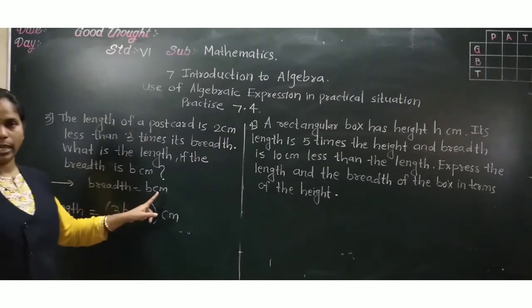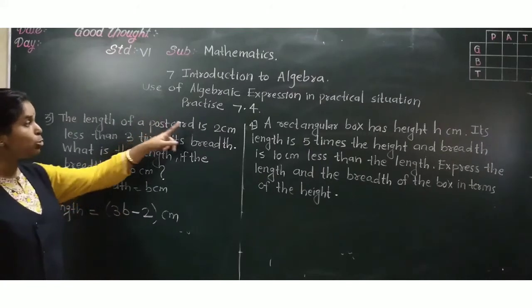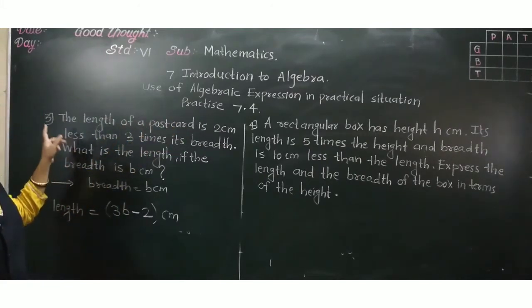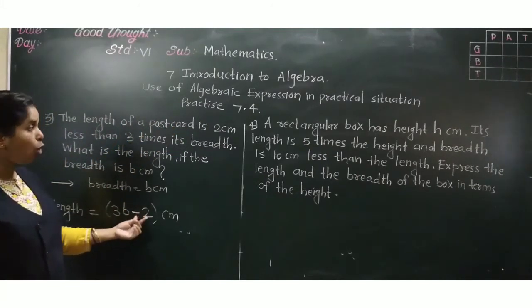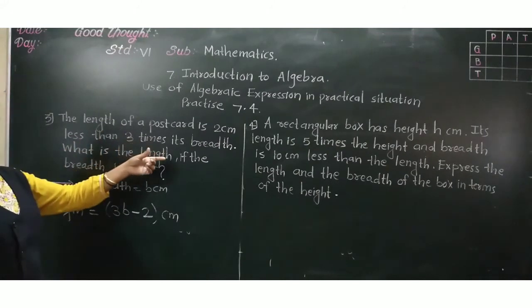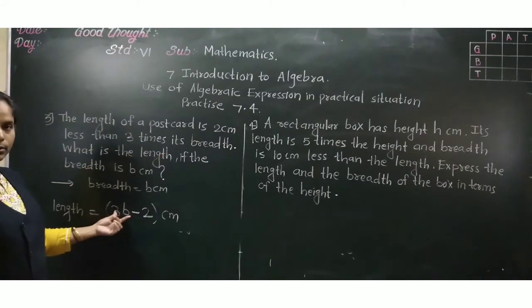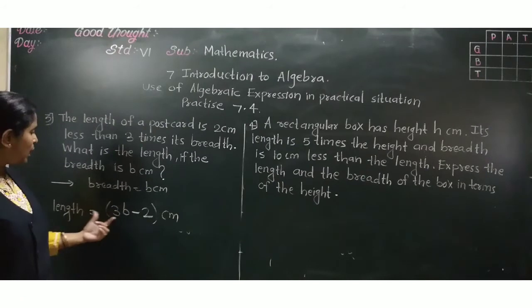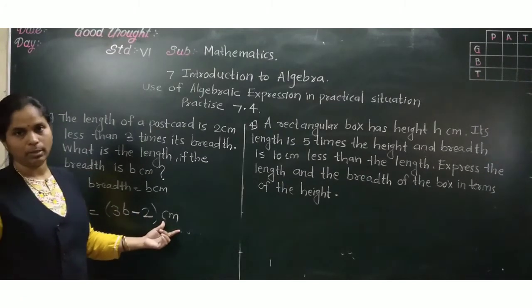Breadth is given b centimeter and the length is 2 centimeter less, means 2 centimeter we have to subtract from 3 times its breadth, that is 3b. 3 into b means 3b. So the length will be 3b minus 2 centimeter.